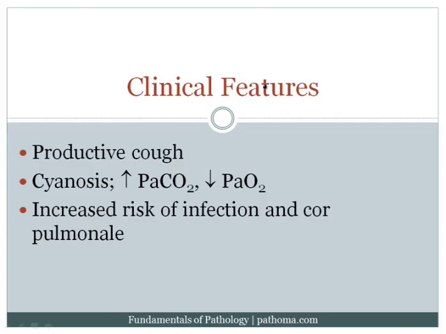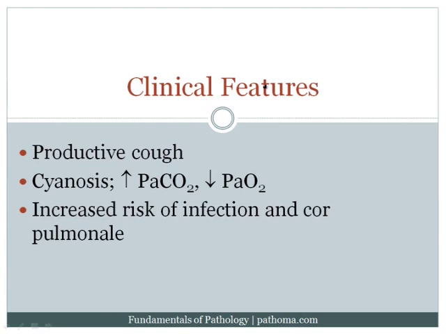Now, these patients with chronic bronchitis are going to present with a productive cough, but that makes sense because they're making a ton of mucus, and that ton of mucus is going to come out as a cough. So that's a classic clinical feature, and there's no rocket science here. Another important finding is that they're going to get an increase in the PaCO2 and a decrease in the PaO2, and that's going to present as cyanosis or blue discoloration in the patient.